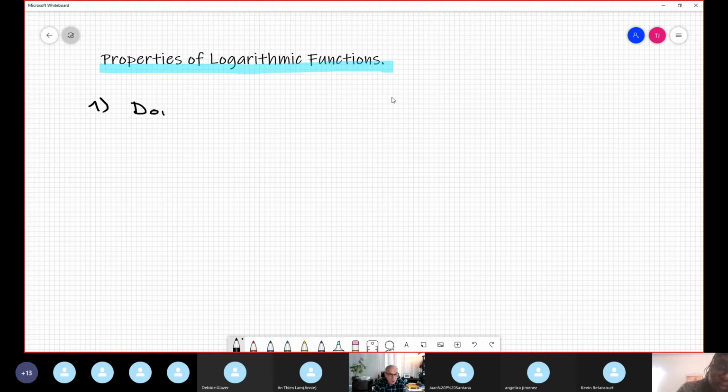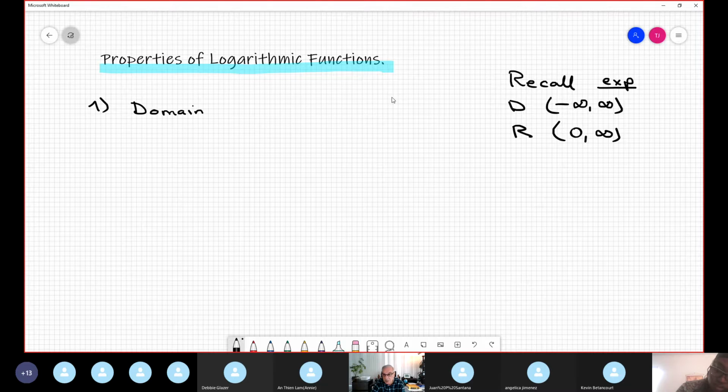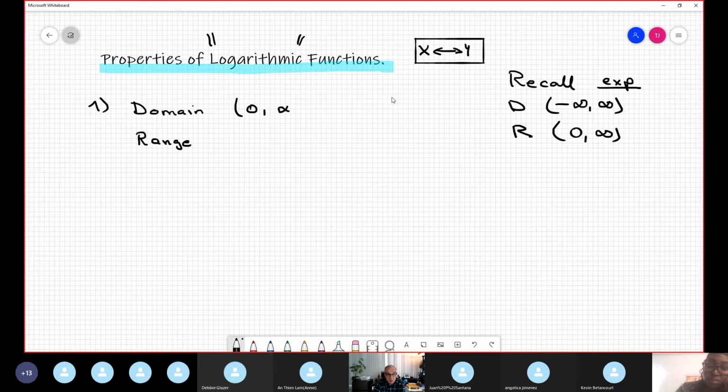I recall the domain and range for the exponential function. The domain is all real numbers, nice function, and the range is from 0 to infinity. This is for any exponential function. But the logarithmic function is the inverse. Yes, because we studied in the first chapter what's going on with domain and range and inverses. You interchange x and y, therefore you interchange domain and range. The domain of the logarithm is the range of the exponential, and the range of the logarithm is the domain of the exponential.